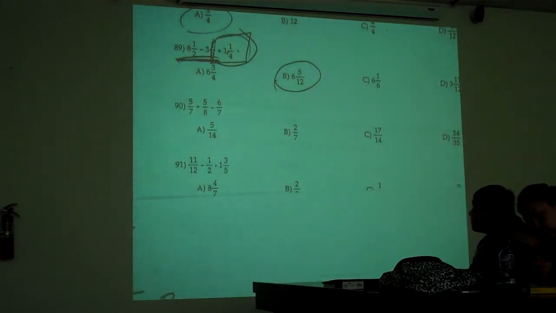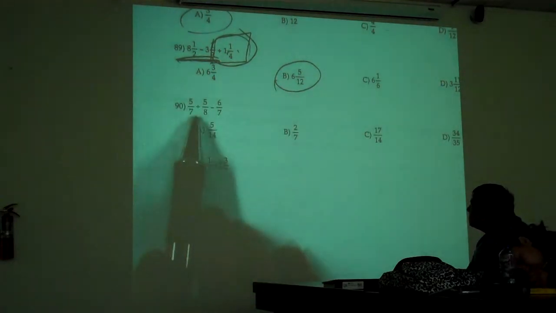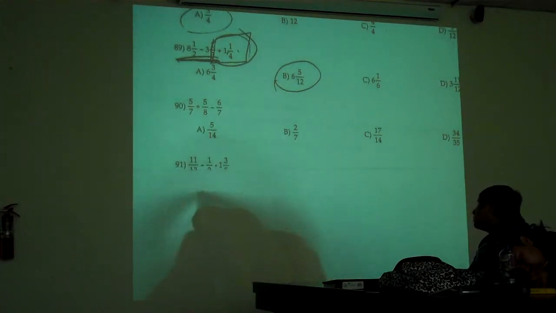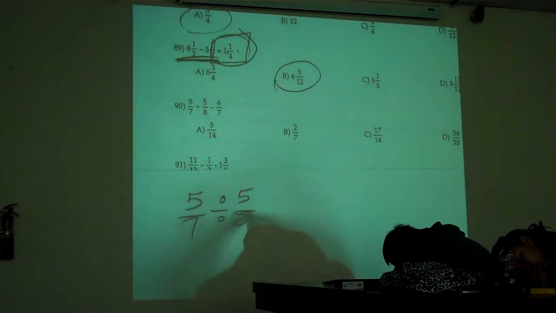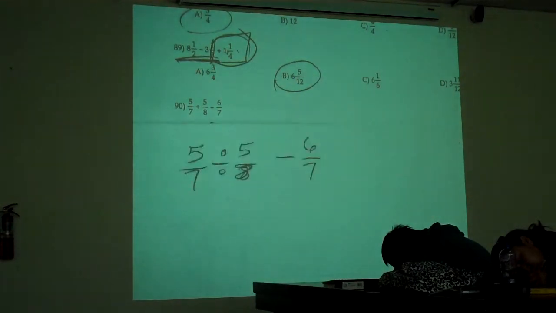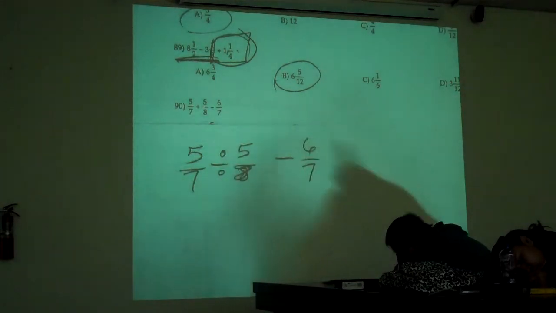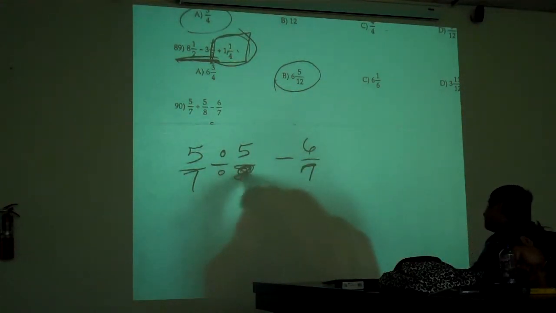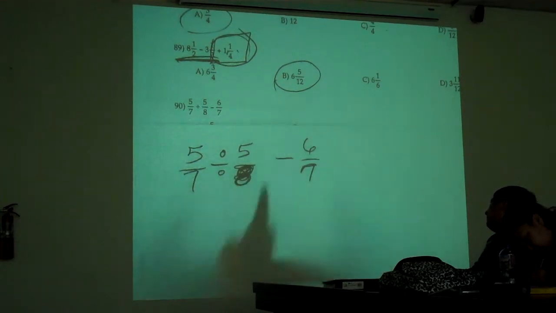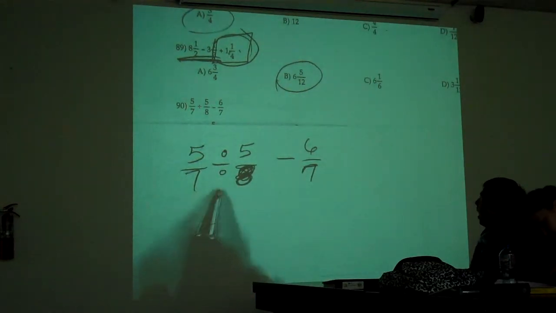Okay, number 90. We've got a division and then a subtraction. We have 5 sevenths divided by 5 eighths and then subtract 6 sevenths. Subtract 6 sevenths, okay. So first, we have to do the division.